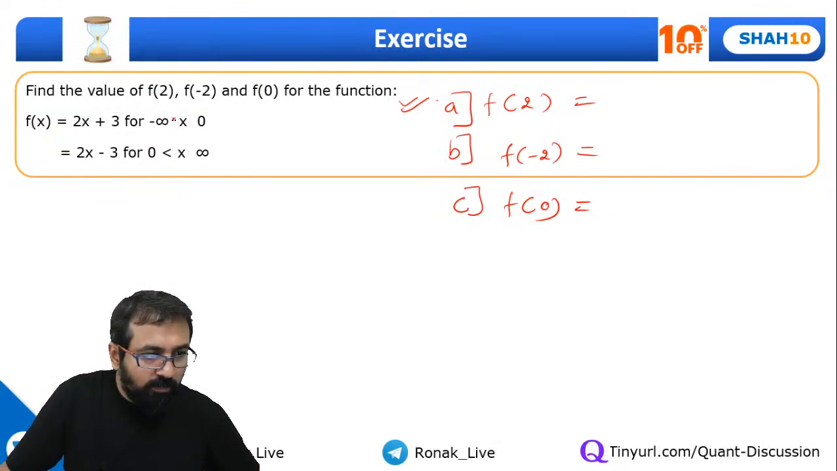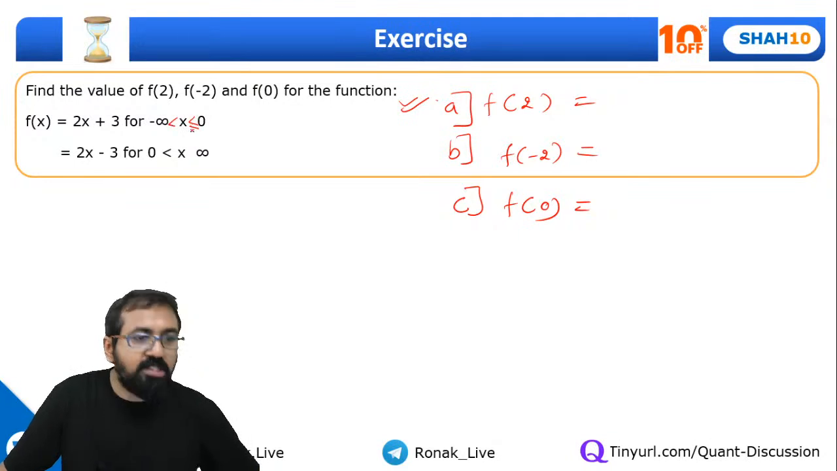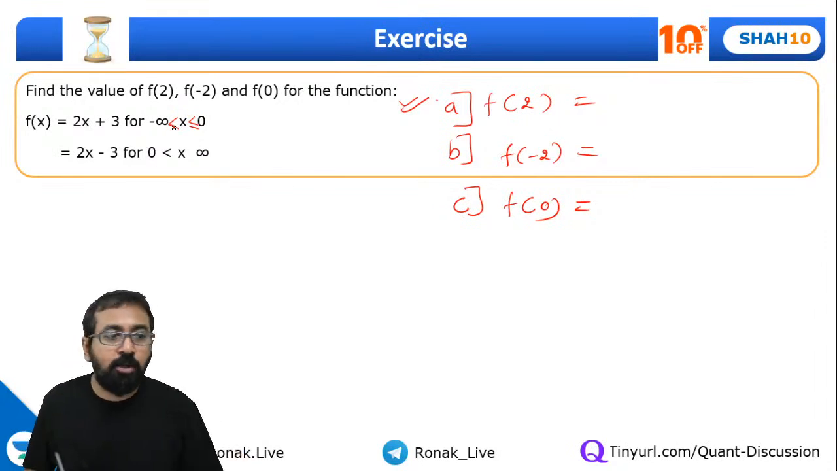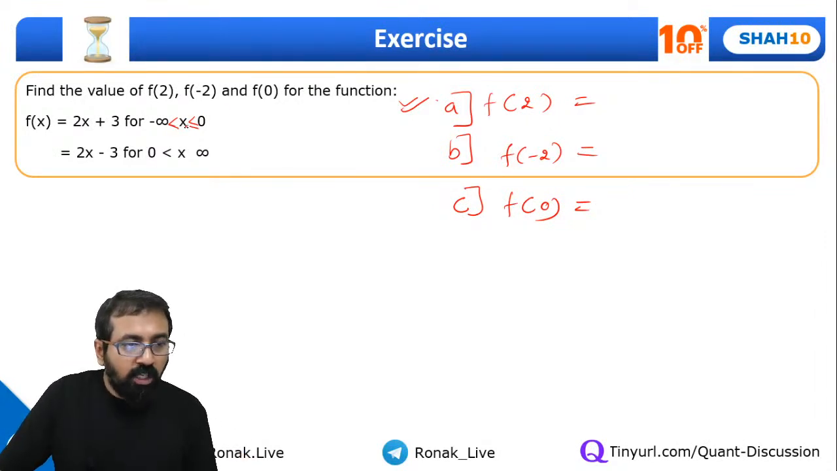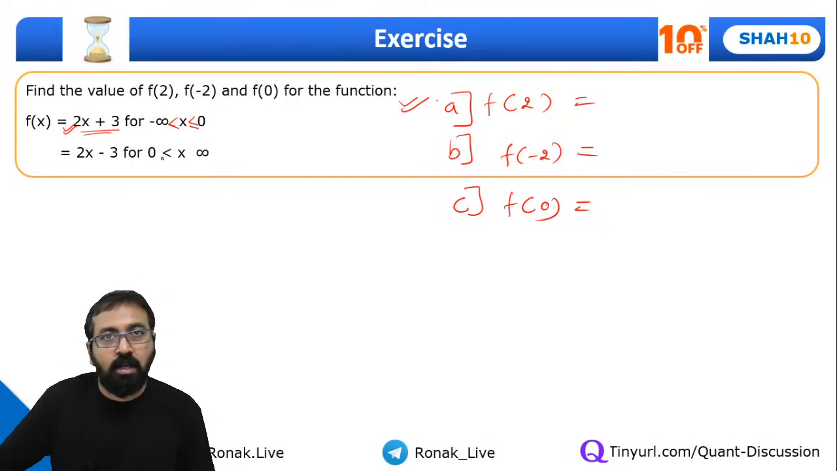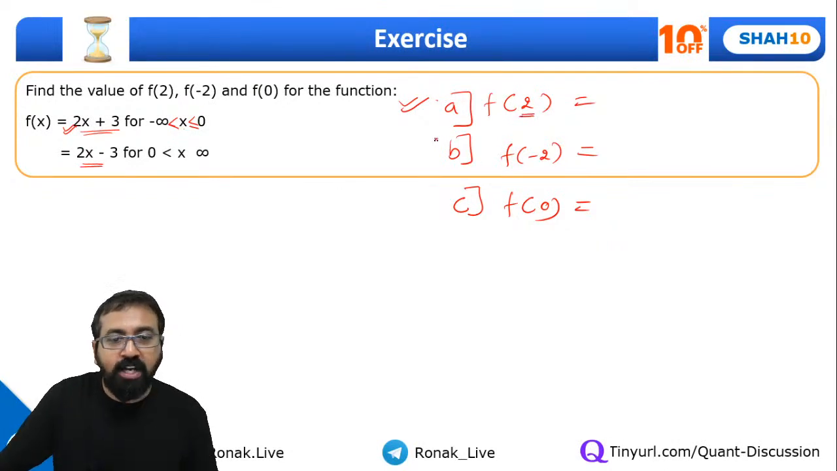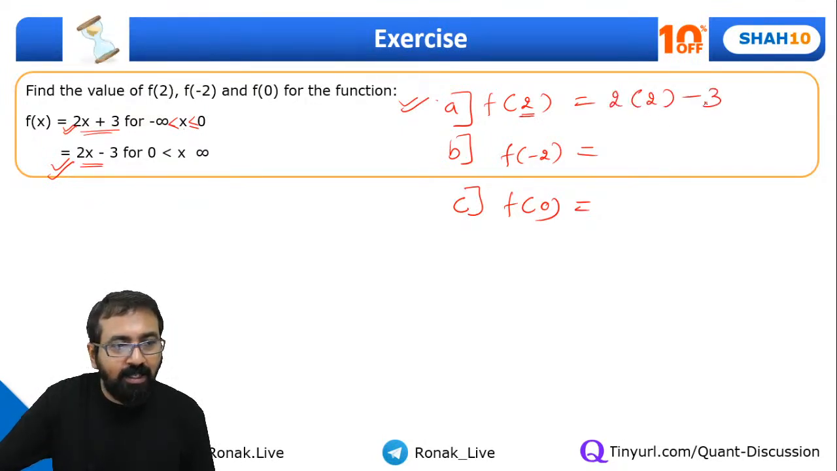See, the symbols are missing, so I've just placed those symbols, so be careful about the symbols. If x is from 0 to negative infinity, the function will take these values. When x is positive, that is greater than 0 and up to infinity, the function will take this value. So if I want to find f of 2, I'll have to take this one. So f of 2 will be equal to 2 into 2 minus 3, so it will come out to be 1.